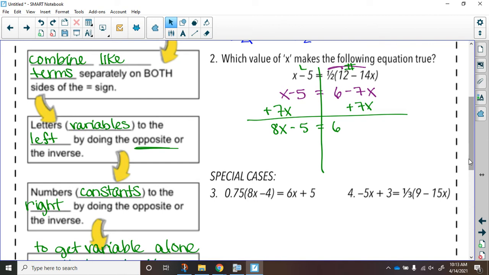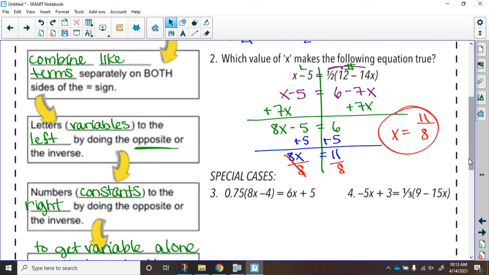Then I'm going to add 5. Again, we're moving our numbers to the right, which leaves us with 8x equals 11. Final step is to divide by 8. And I'm going to leave this as a fraction, so x equals 11 over 8. If you want to plug that back in and check, you may do so.